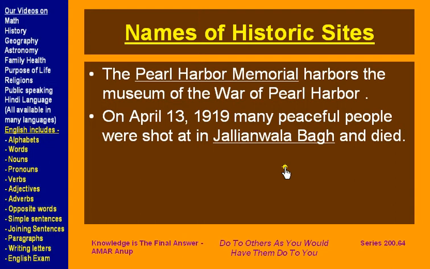Besides official buildings, names of historic sites are also capitalized. The first alphabet is capitalized, as we see here. The Pearl Harbor Memorial, which is a historic site, harbors the Museum of the War on Pearl Harbor. So Pearl P, Harbor H, and Memorial M are capitalized. Another example.